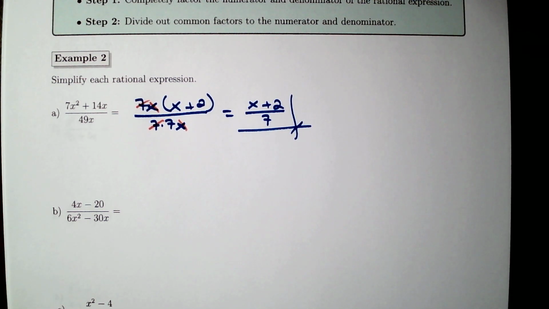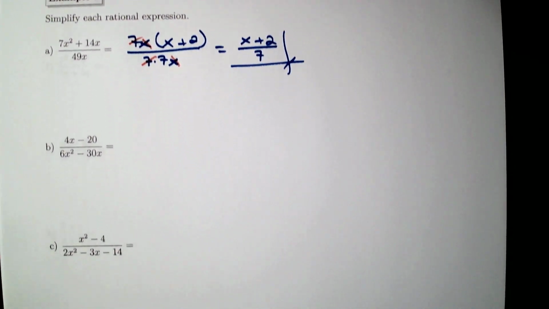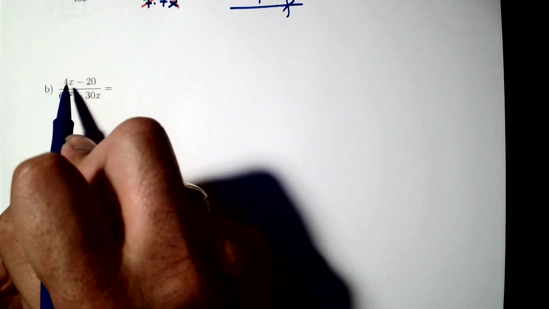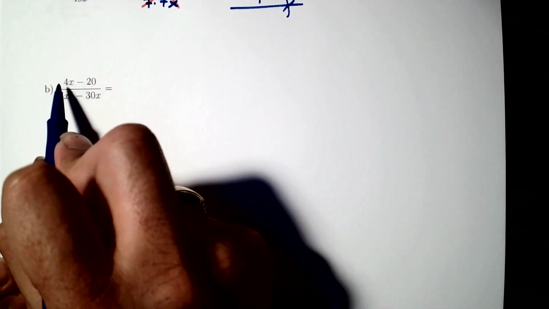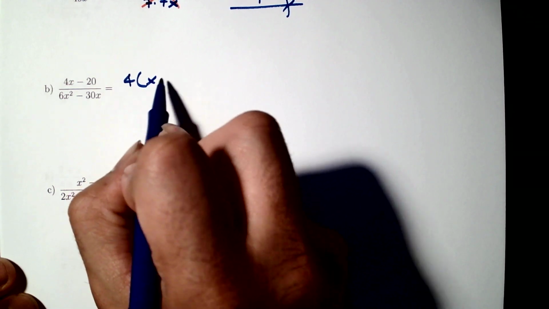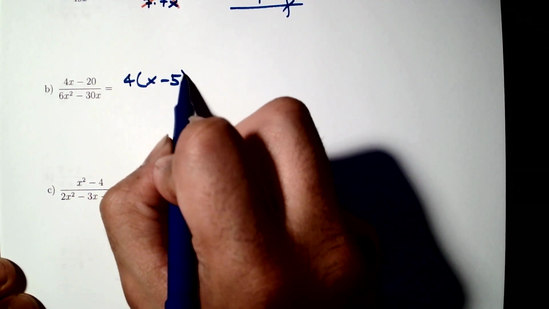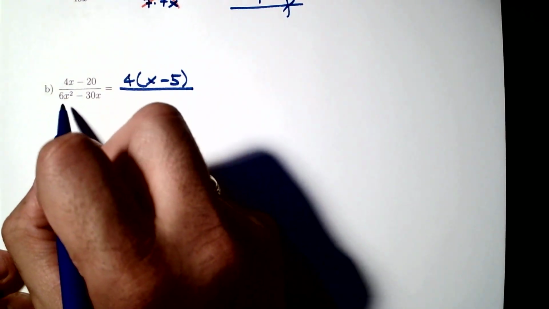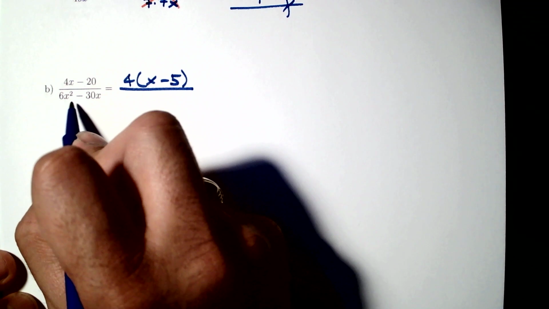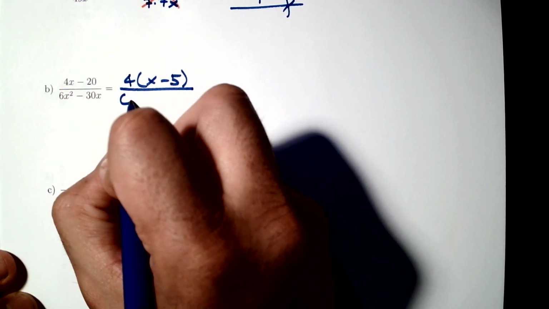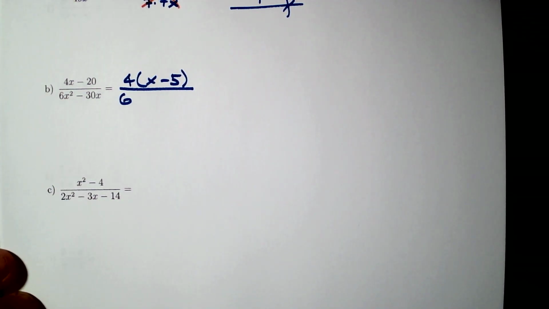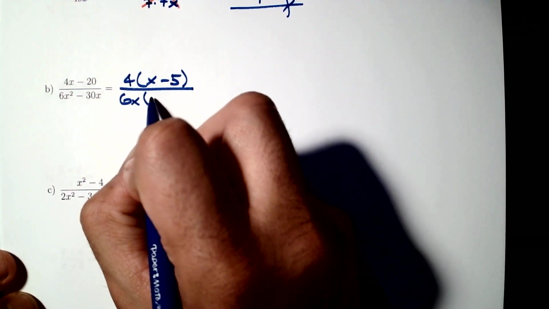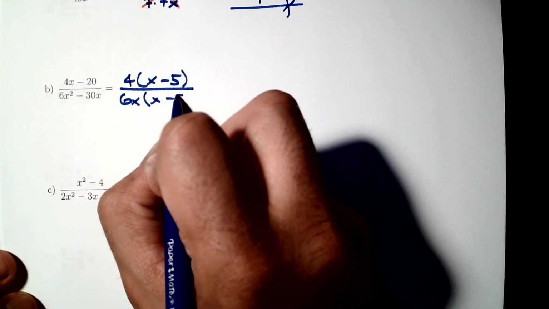Alright, so let's see what do we do on the next one. For the next one, letter B, 4x minus 20, factorize the numerator. In this case we can use the GCF. What they have in common is a 4, leaving us with x minus 5. And then what we can do here is 6x minus 30, find the GCF as well. It looks like 6 is part of the common factors, and that's going to give us x minus 5.